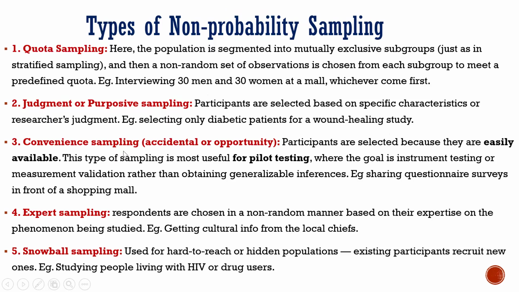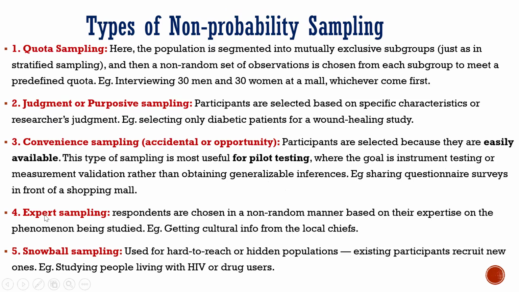So we have another type, convenience sampling, which can also be called accidental or opportunity sampling. Here, participants are selected because they are easily accessible or easily available. This type of sampling is mostly used for pilot testing, where the goal is instrument testing or measurement validation rather than obtaining generalizable inferences. For example, sharing questionnaire surveys in front of a shopping mall, because you have easy access to these people. That's why you decide to study them.